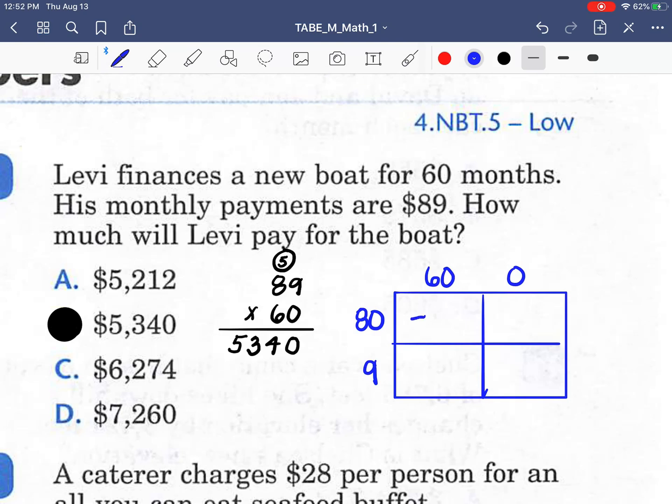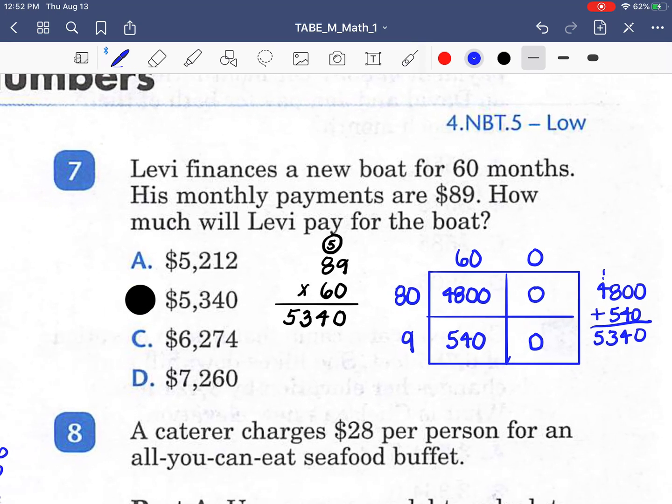6 eights are 48 with 2 zeros. 6 nines are 54 with 1 0. 80 times 0 is 0, and 0 times 9 is 0. So you will only have to add 4,800 and 540. Those zeros won't change anything. So you get the same answer with the area model.